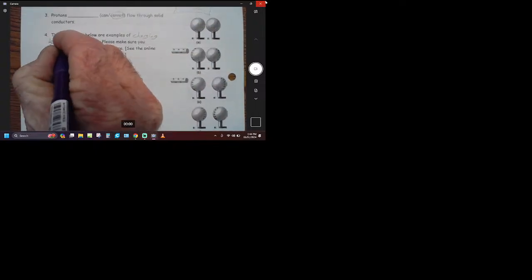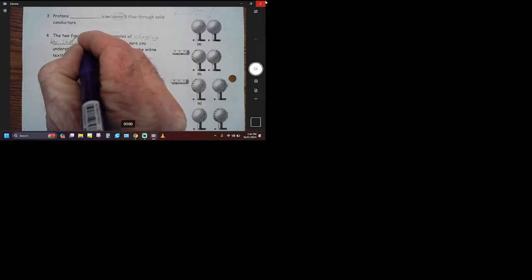So what this is showing, well, let's just write this first. The two figures below. This is really below, and this is sort of to the side, below-ish. They're examples of charging by induction. Mr. Pennington used to just write induction here, I think, or maybe he had a bigger space. But I want to write charging by induction because I think induction can mean different things.